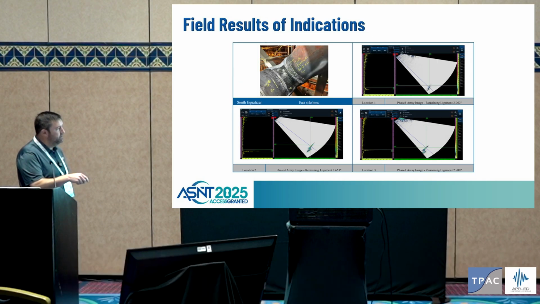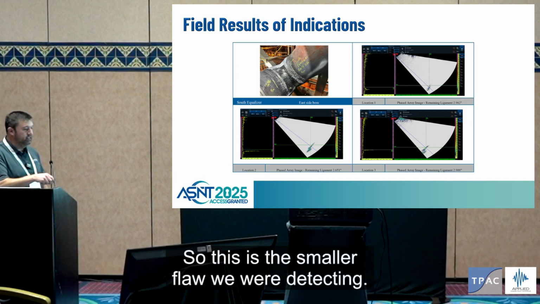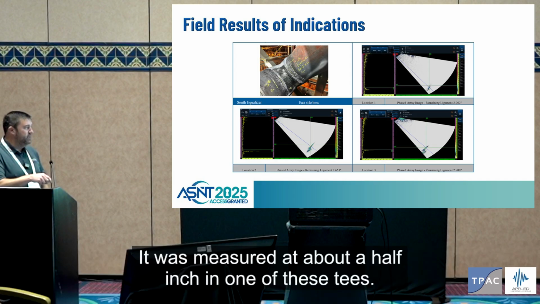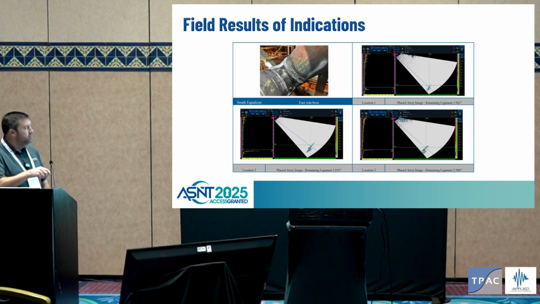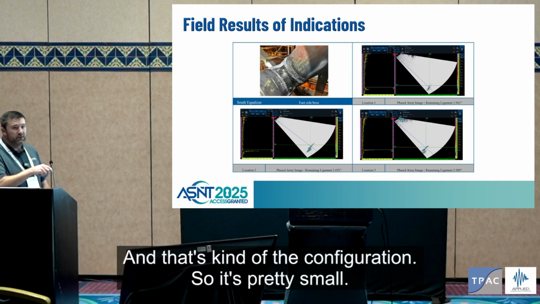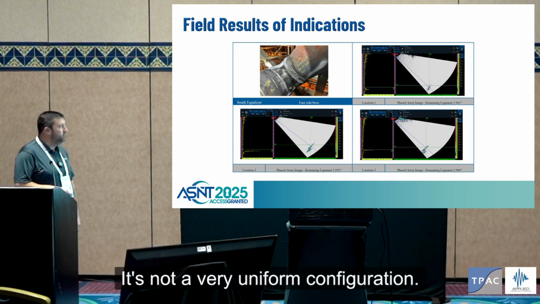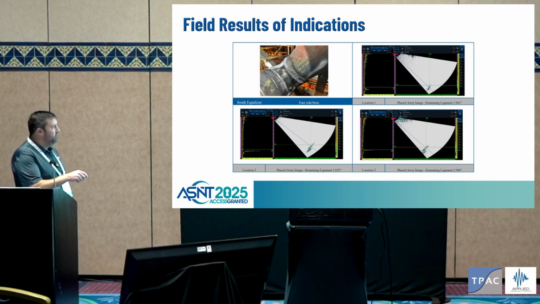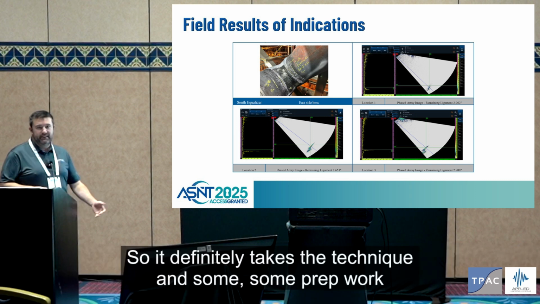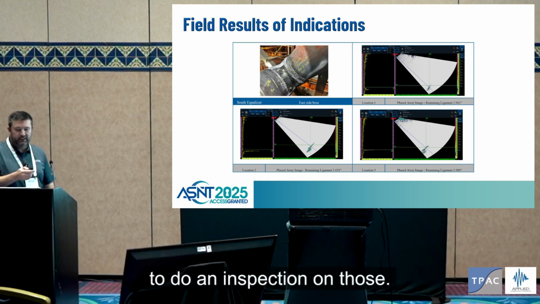And just some other images. This is the smaller flaw we were detecting. It was measured at about a 1/2 inch in one of these T's, and that's kind of the configuration. So it's pretty small. It's not a very uniform configuration, so it definitely takes the technique and some prep work to do an inspection on those.